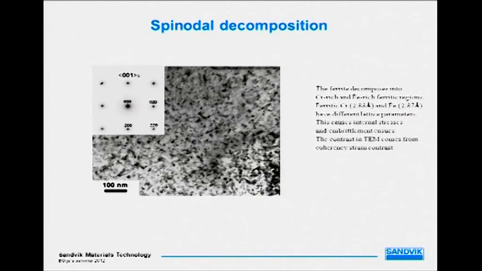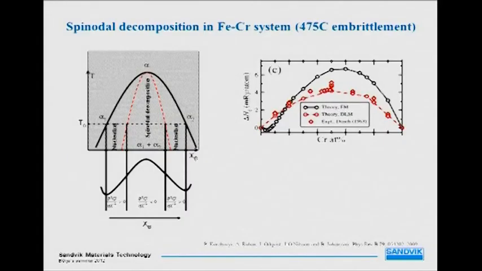So the mottled contrast that you see here is a sign of the 475-degree embrittlement. Börje's group has contributed to a deeper understanding of the embrittlement and the so-called spinodal decomposition in the miscibility gap.